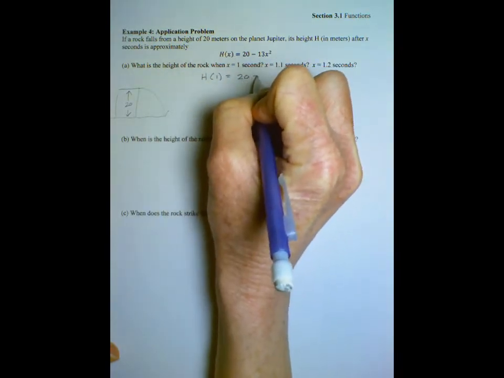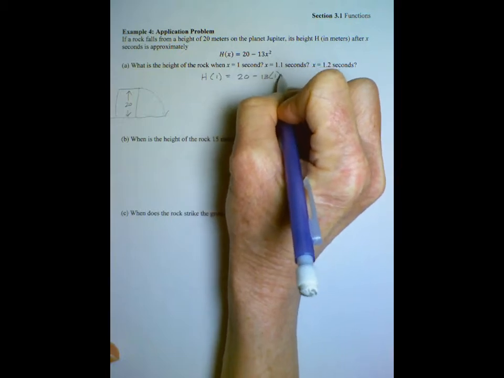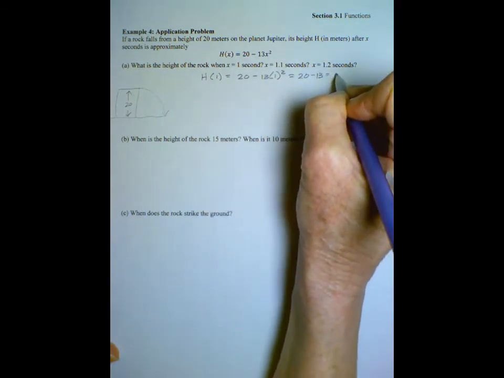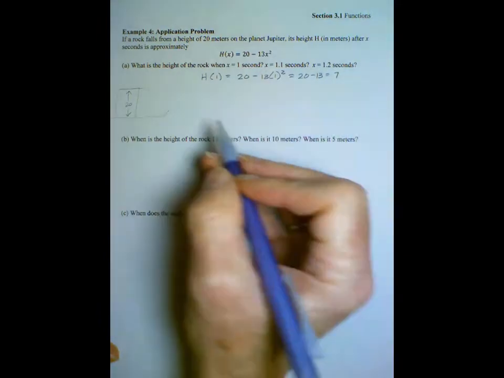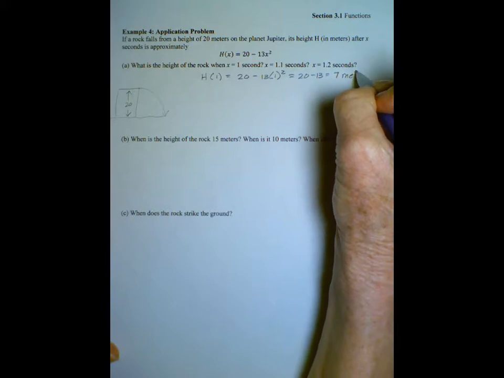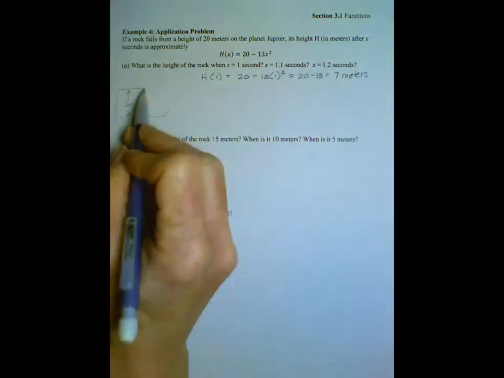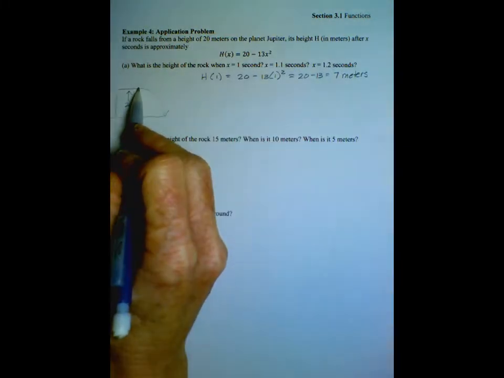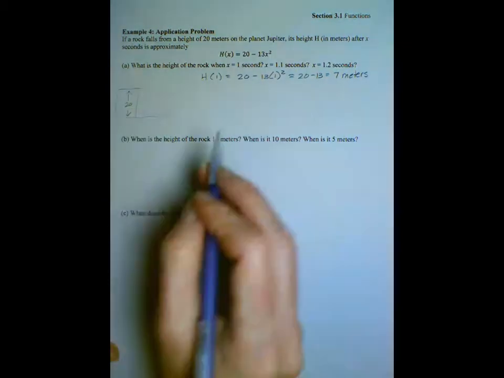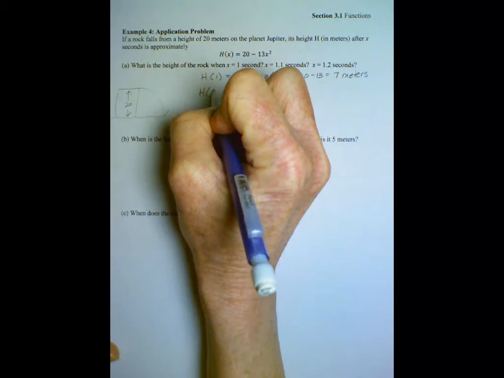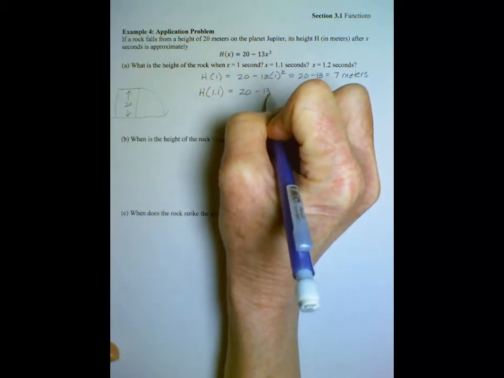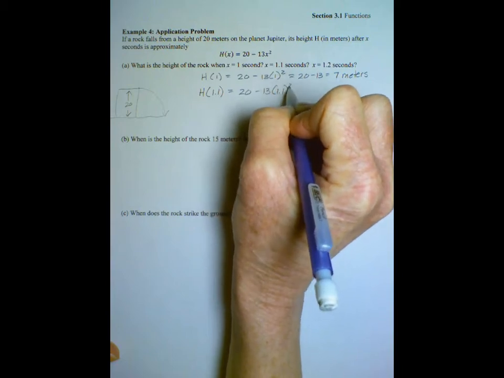So that's 20 minus 13 times 1 squared, which of course is just 20 minus 13, or 7. 7 what? The question is, what's the height of the rock? 7 meters. So after 1 second, it started at 20 meters off the ground. After 1 second, it's 7 meters off the ground. Well, what about after 1.1 seconds? 20 minus 13 times 1.1 squared.